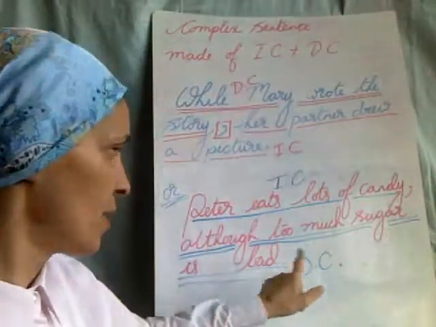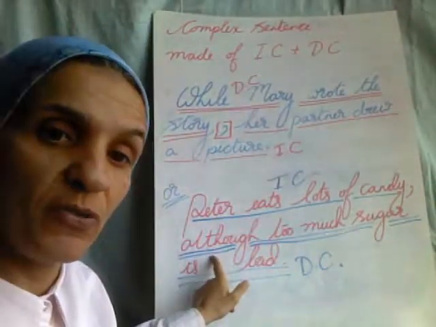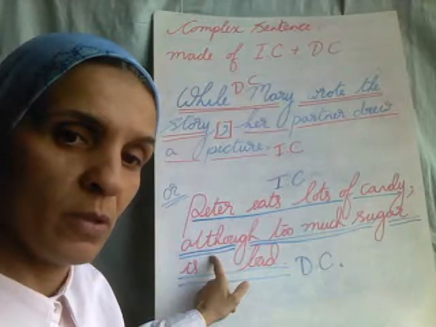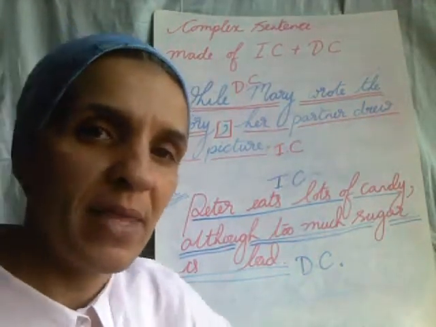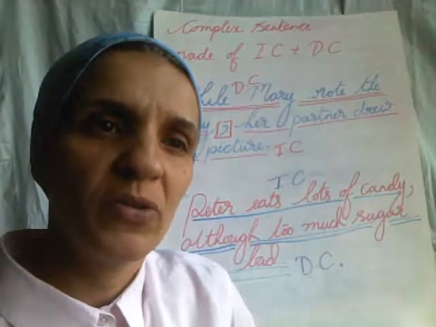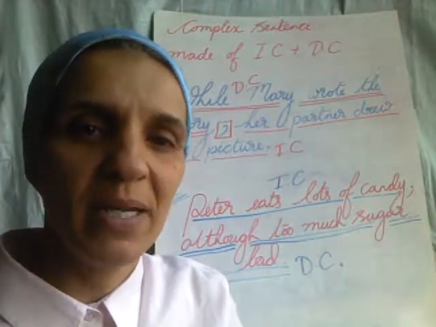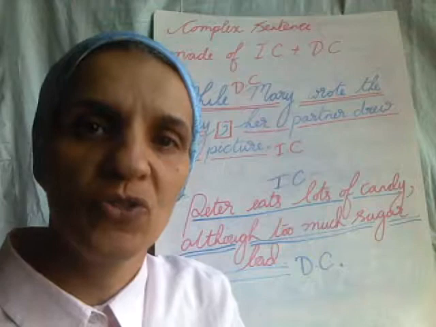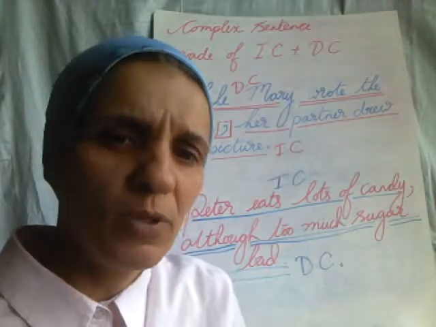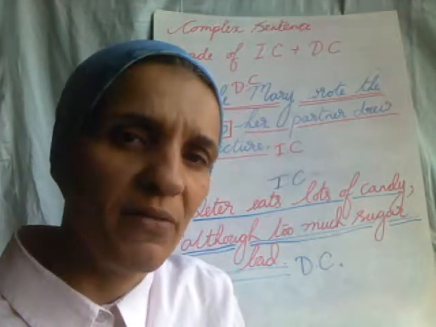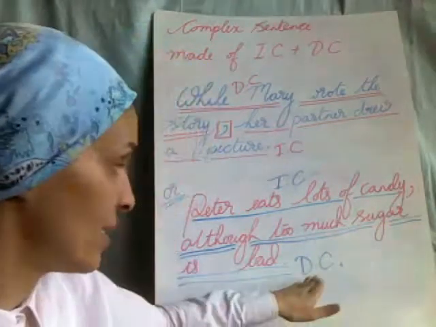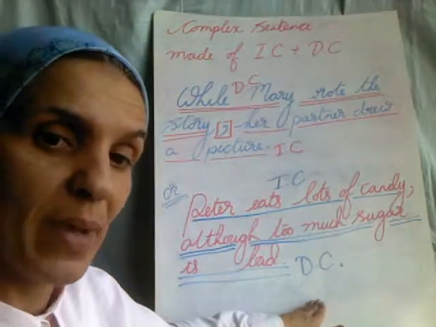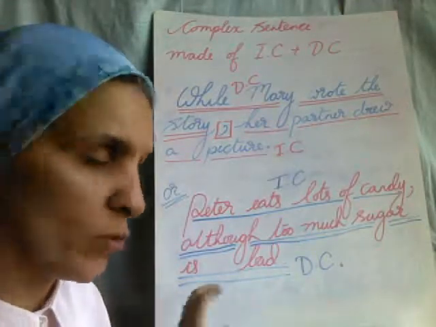And then I look at the second part, use my conjunction here, "although too much sugar is bad." When I read that on its own, it doesn't tell me a complete idea. Although too much sugar is bad, yeah, what am I supposed to do? Should I avoid eating it? You know what I mean? It's not telling a complete idea. That's why this is my dependent clause.